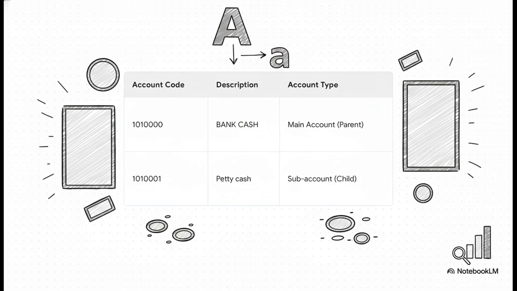The new structure also has this really elegant visual hierarchy built right in. Just look at the example. The main account, bank cash, is in all caps, but its sub-account, petty cash, is in regular sentence case. It's a super simple formatting rule, but it creates this incredibly intuitive parent-child relationship in your reports. It makes the trial balance so much easier to scan and understand.